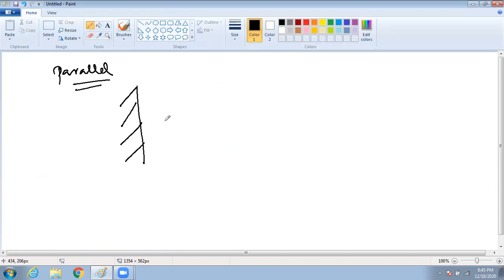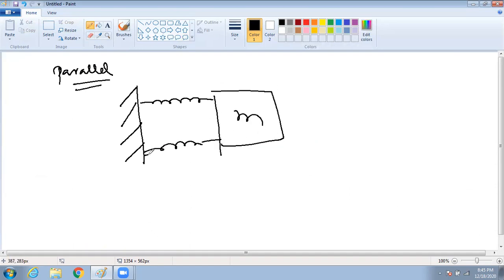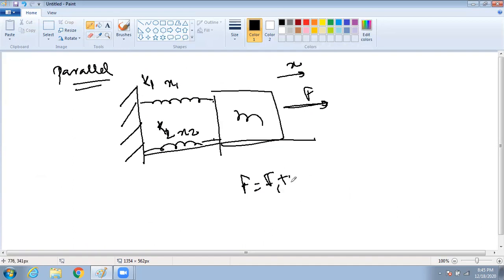Okay. So parallel combination: you have one spring, you have another spring, and both are attached to a mass M. Obviously, this is on the ground and you are pulling it, so this will get pulled by X. This will pull by X1, this will pull by X2. Spring constant is K2, and this one is K1. Since the force is applied, the force will be a combination. F will be F1 plus F2.